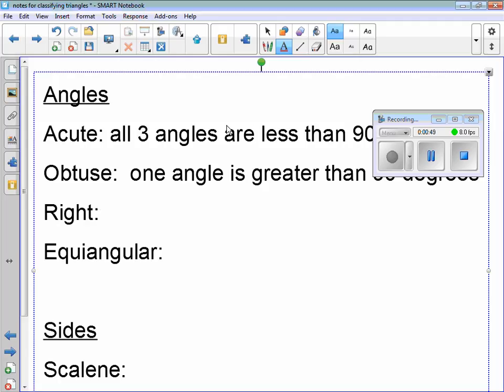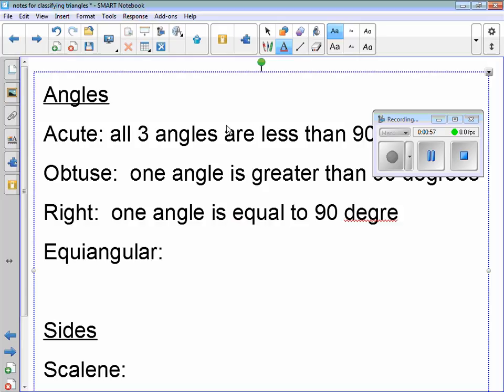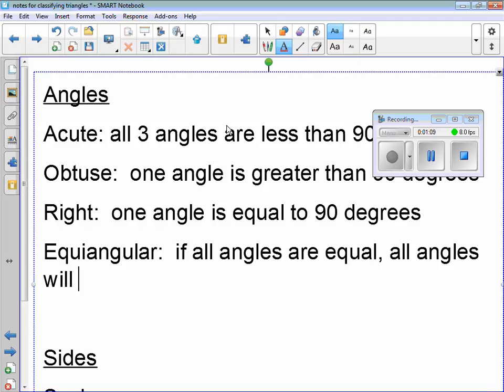If it is a right triangle, that means one angle is equal to 90 degrees. And you can identify the triangle as equiangular if all angles are equal. So all angles will equal 60 degrees.